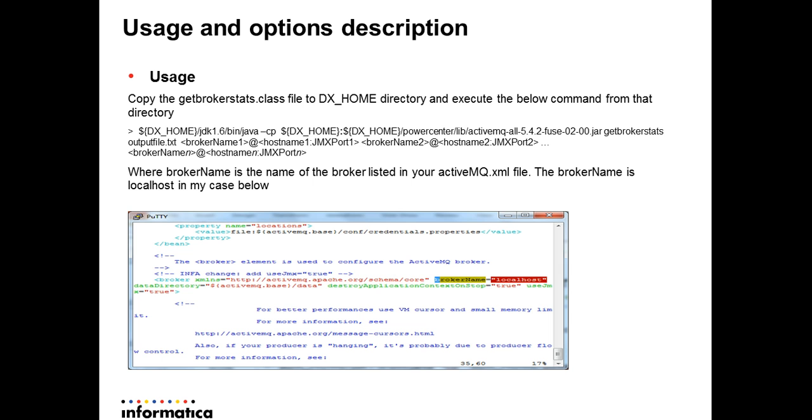So you might ask, what is this broker name? Again, please refer back to your ActiveMQ.xml file. I have given a screenshot below, which shows the broker XML tag there. You can see the broker name, in my case, is localhost. So my command will go like localhost at the rate of whatever host name I have, colon my JMX port.